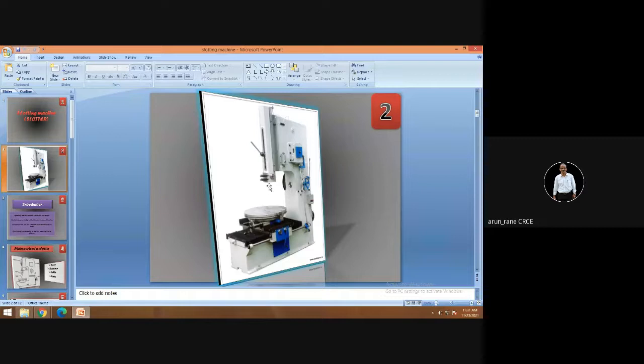The purpose of slotting machine is mainly for doing keyways, internal keyways. Suppose you want to do two keyways, then you have to index the workpiece at 180 degrees. If you want to do four keyways, then you need to index or rotate the table at 90 degrees.